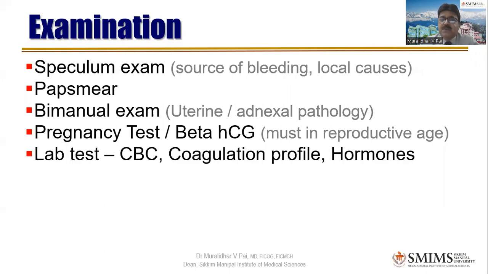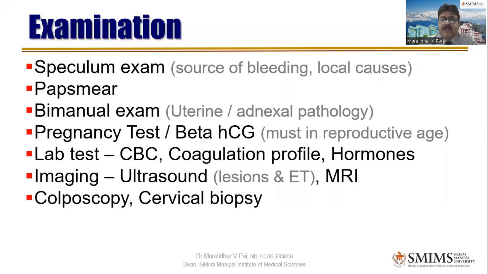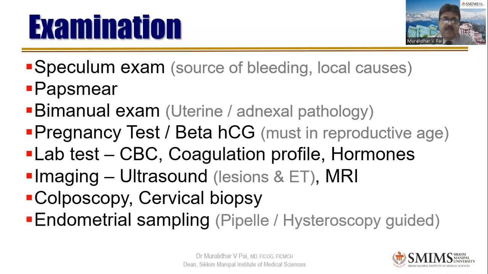Lab tests obviously include CBC, coagulation profile, and hormones. Imaging, ultrasound, without which we cannot practice OBG anymore. You can make out the lesions, you can note the endometrial thickness, etc. And if in doubt, you can go for MRI. Colposcopy, if the pap smear shows positivity. Cervical biopsy, if the colposcopy shows any particular lesion.